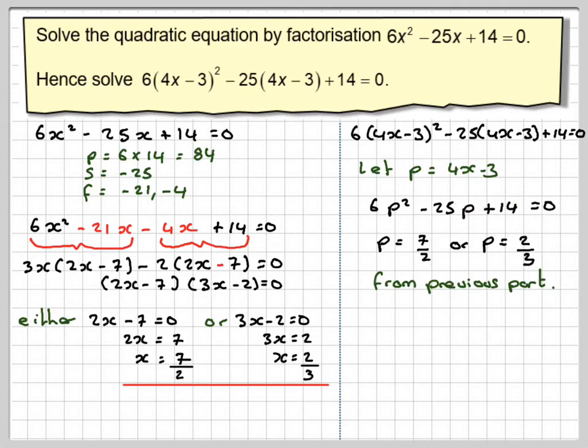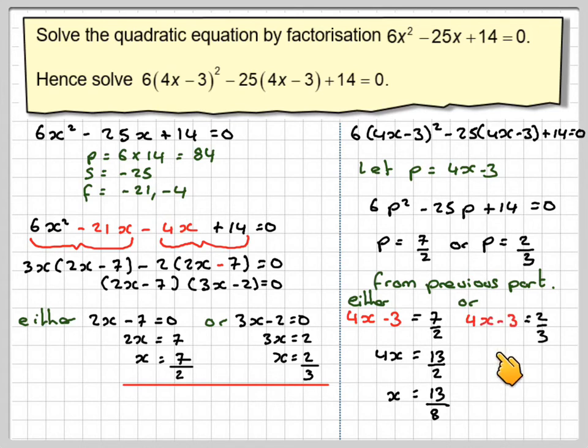So we can now solve 4x minus 3 is equal to 7 over 2. Adding 3 to both sides, and you can use the fraction button on your calculator, you've got 4x is equal to 13 over 2. Dividing by 4, we're going to have that x is 13 over 8. But I would suggest in the exam that you use your fraction button on your calculator.